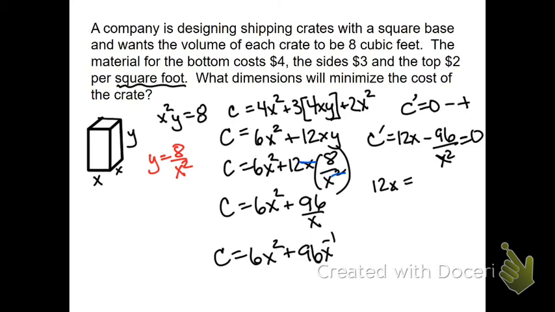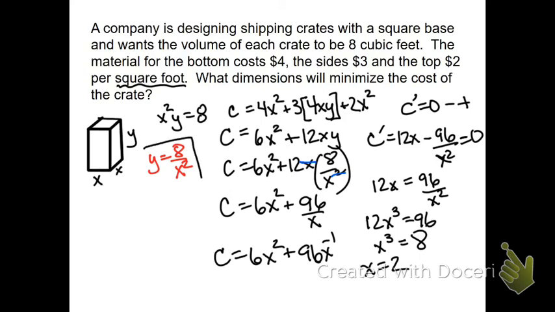See, we keep doing the same math over and over and over and over. Multiply by x squared on both sides, and you get 12x cubed equals 96. Divide by 12, and x cubed is 8. Cube root that, and x has to be 2. Now let's read the question. What dimensions will minimize the cost? So we want x and y.